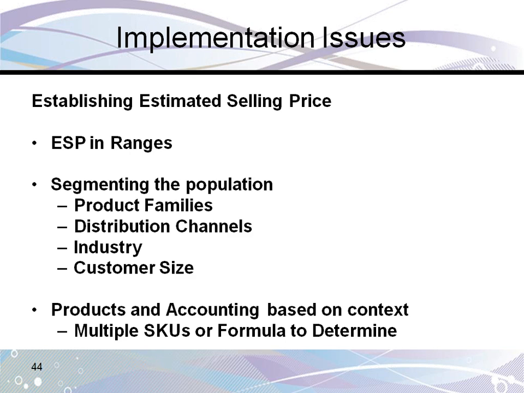You want to segment your population by product families, distribution channels, industry, customer size. All of those things would influence how you come up with your ESP. And you probably want to look at how you assign SKUs in your arrangements, whether you want to have separate SKUs for each method that an item might be sold, or if you want to have some sort of formula that determines, oh, that's an operating system sold with the hardware, and that makes it under non-software accounting, or it's software that's really sold separately and is going to be recognized using software accounting in the residual method.